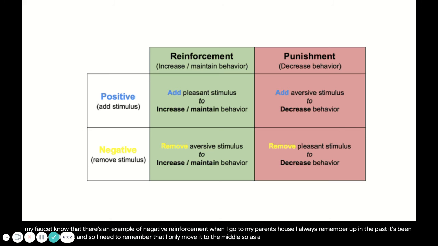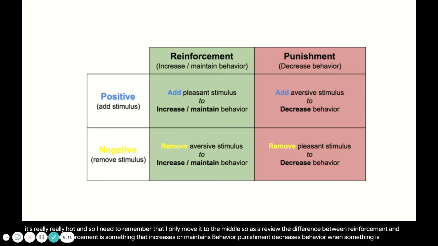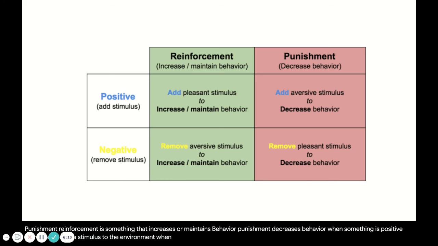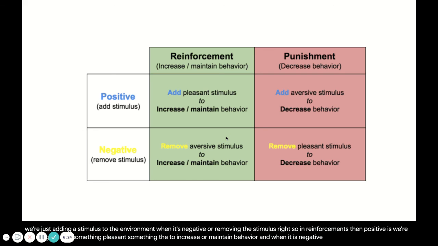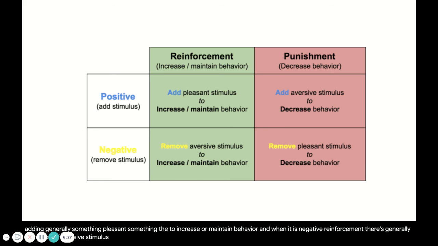So as a review, the difference between reinforcement and punishment: reinforcement is something that increases or maintains behavior. Punishment decreases behavior. When something is positive, we're just adding a stimulus to the environment. When it's negative, we're removing the stimulus, right? So in reinforcement then, positive is we're adding generally something pleasant, something to increase or maintain behavior. And when it is negative reinforcement, there's generally some sort of aversive stimulus. It could be scalding hot water. Other examples could be like smelly garbage. We're removing a stimulus to increase or maintain behavior.